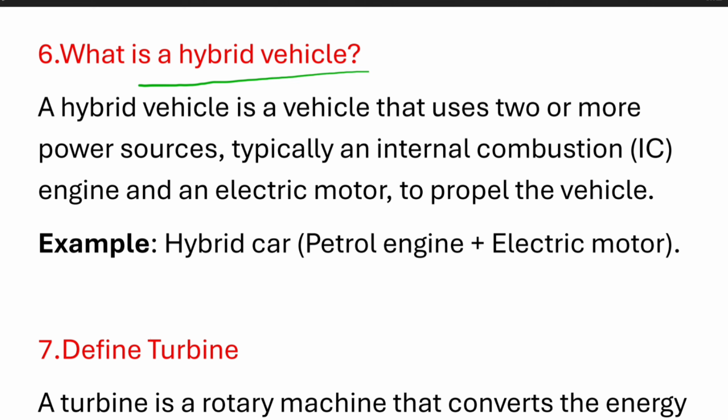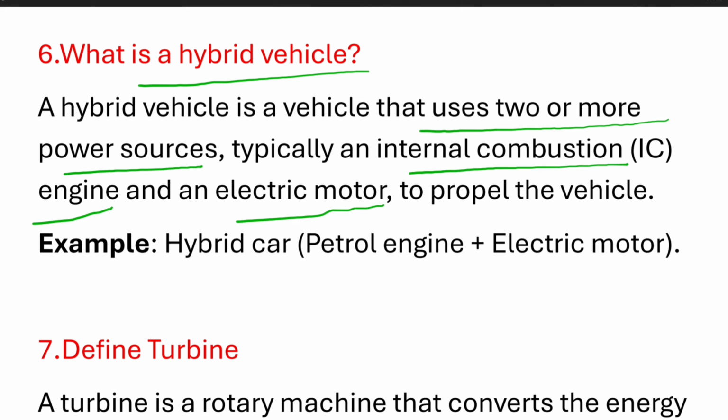What is a hybrid vehicle? Hybrid is nothing but a combination of more than one source. Coming to the definition, a vehicle that uses two or more power sources, typically an internal combustion engine and an electrical motor, to propel the vehicle. That is a combination of two or more sources of power, which we call a hybrid vehicle. You can give an example: hybrid car. It has a petrol engine plus an electrical motor.